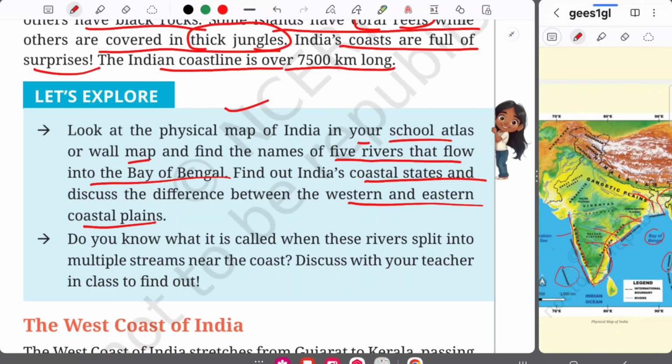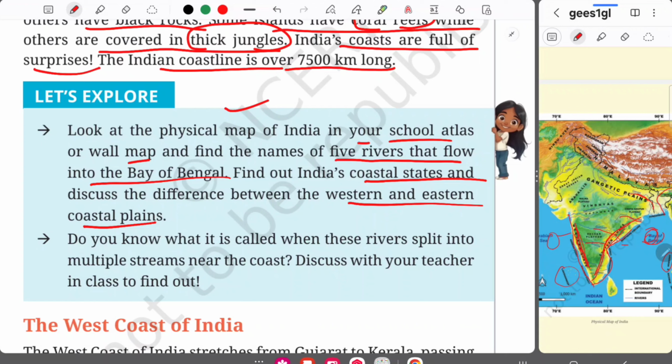Another difference is on the basis of location. The western coastal plains are between the western Ghats and the Arabian Sea. Here we have our Arabian Sea, the western Ghats, the long mountain range, and in the middle we have the western coastal plain areas. The eastern coastal plain areas are between the eastern Ghats and the Bay of Bengal. Here we have the eastern Ghats, the eastern mountain range, in the middle the eastern coastal plains, and then our Bay of Bengal. So this is the answer.